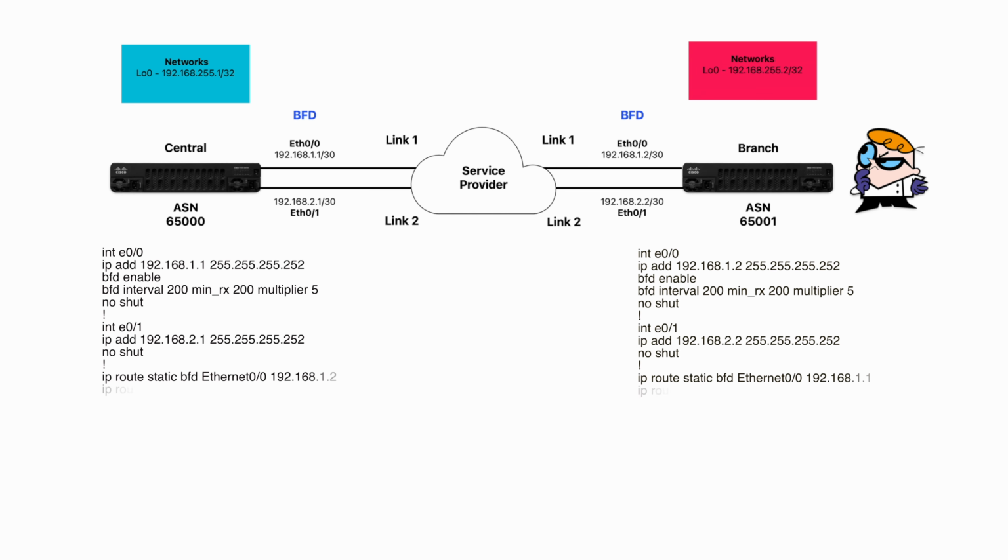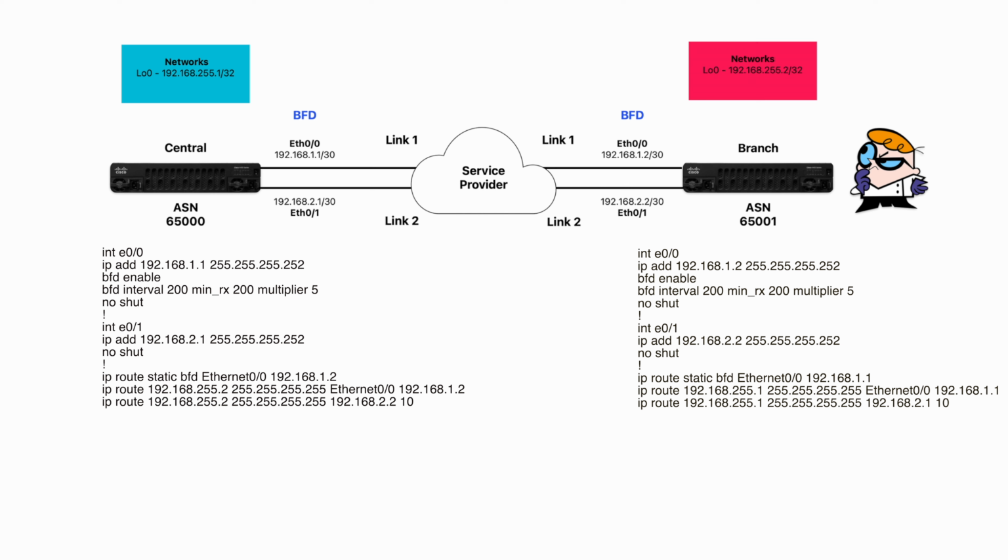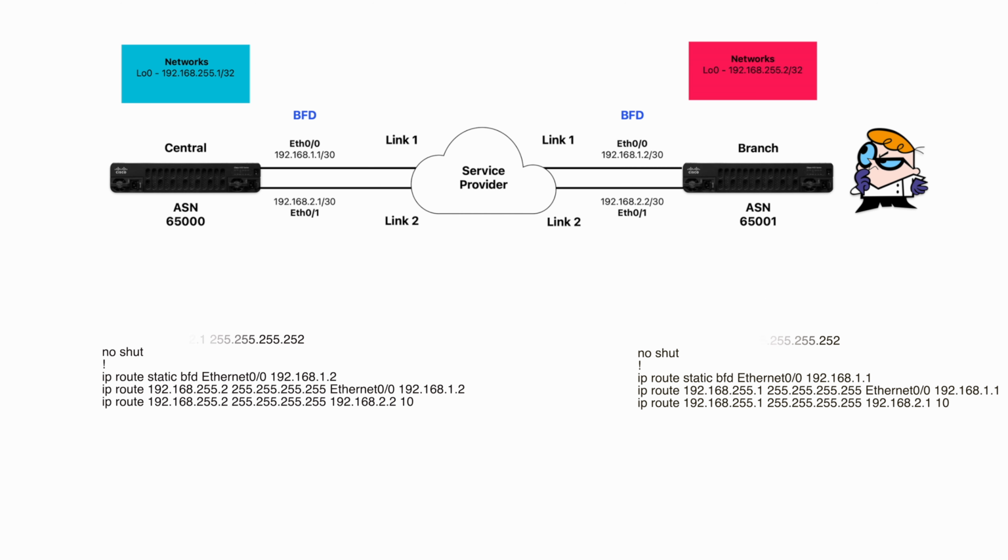So here's the configuration we're going to be injecting on both routers. As you can see, Ethernet 0/0 is the one that's going to have BFD enabled. Static routing is going to be configured as well. And also we're going to configure a floating route so we can reach the loopback from each side using the secondary link.